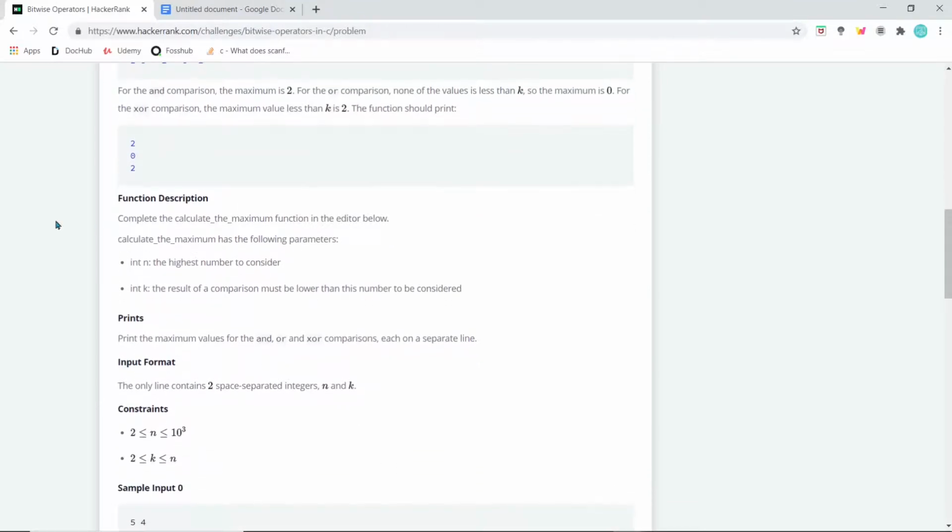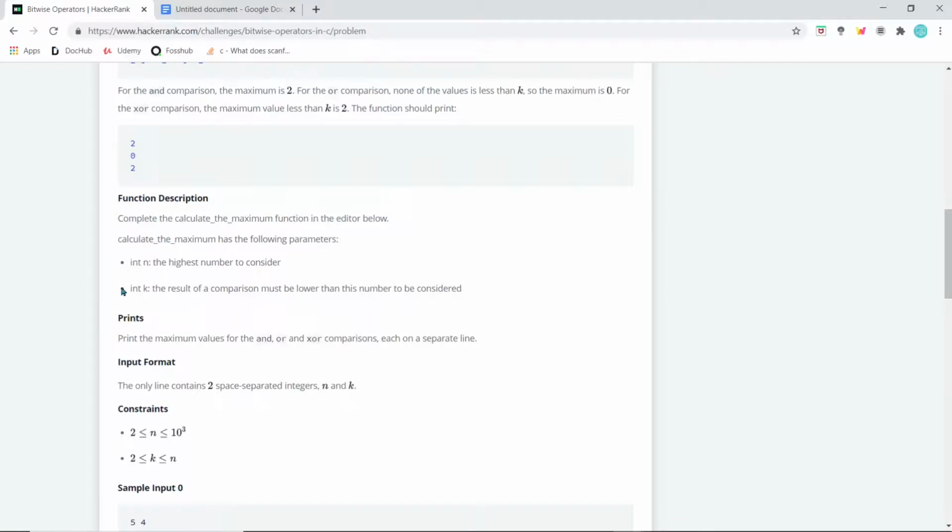The function description is given. Complete the calculate the maximum function in the editor below. So we already have a function declared inside the editor whose name is calculate the maximum, and calculate the maximum has the following parameters. First parameter is integer type n, the highest number to consider, and the second parameter is integer k. K is the name of that parameter. The result of a comparison must be lower than this number to be considered.